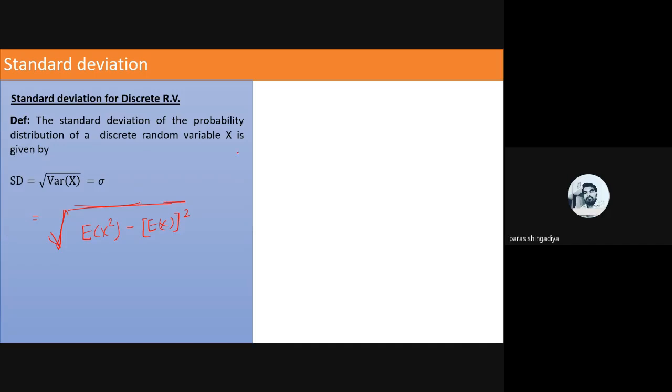So these are called central tendency for the probability distribution data. Mean, what is the formula of mean? That is denoted by E of x. E of x can be defined as sigma x into P of x. Then variance, what is the formula of variance? That is E of x square minus E of x whole square. This is called the variance.